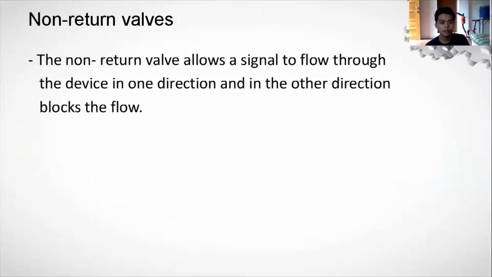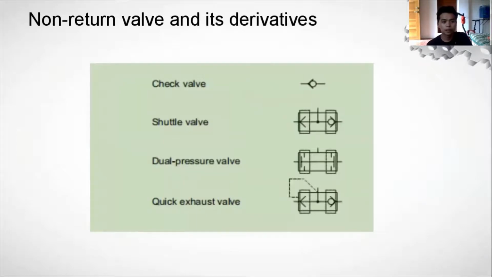Non-return valves. The non-return valve allows a signal to flow through the device in one direction, in the other direction it blocks the flow. So ito yung non-return valves and its derivatives: check valve, shuttle valve, dual pressure valve, quick exhaust valve.